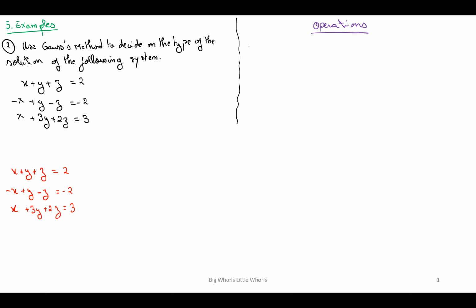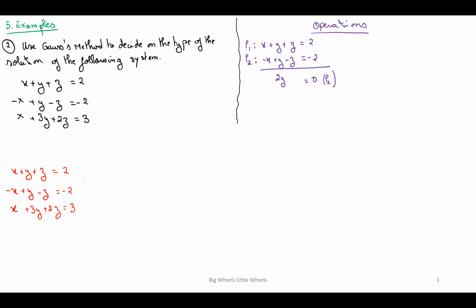So let me continue the operations here for clarity purposes. Row 1 is x plus y plus z equals 2. And row 2 is minus x plus y minus z equals minus 2. So x minus x is 0. We are left with 2y. z minus z is also 0. So we are left with 2y equals 0. This is going to be our new row 2. We are going to change row 2 with this new equation.